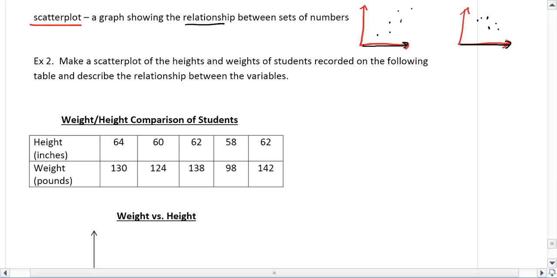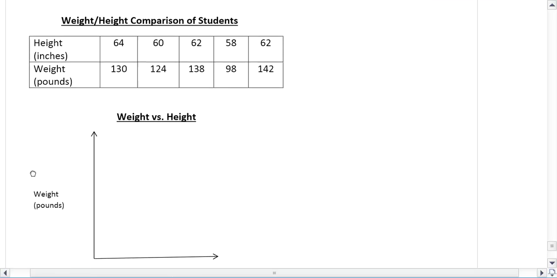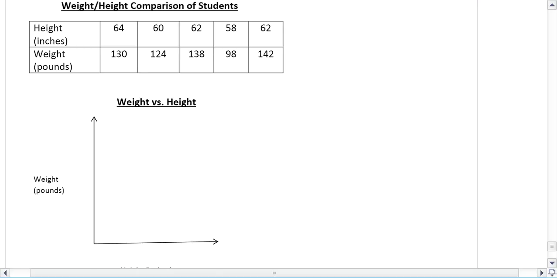So we're going to be making scatter plots. In this section, we're going to be doing it on paper. Pretty soon, we're going to be putting scatter plots on our calculators. So this example wants us to make a scatter plot with the heights and weights of the students recorded on the table. And so hopefully we'll see a trend here. So let's scale our graph here to show what we need it to show.